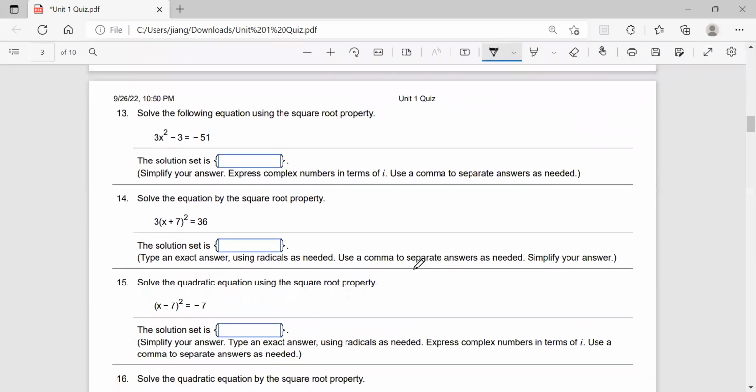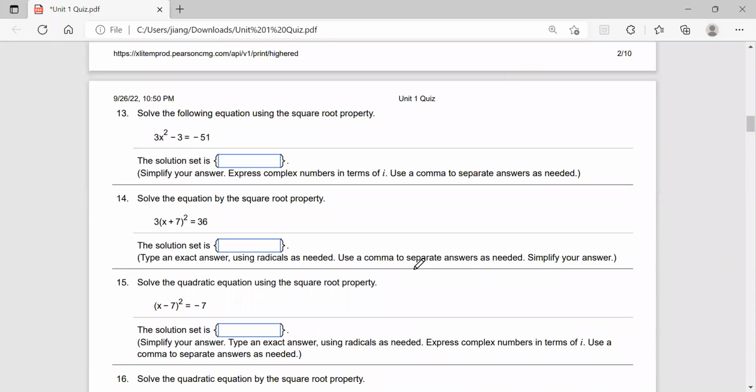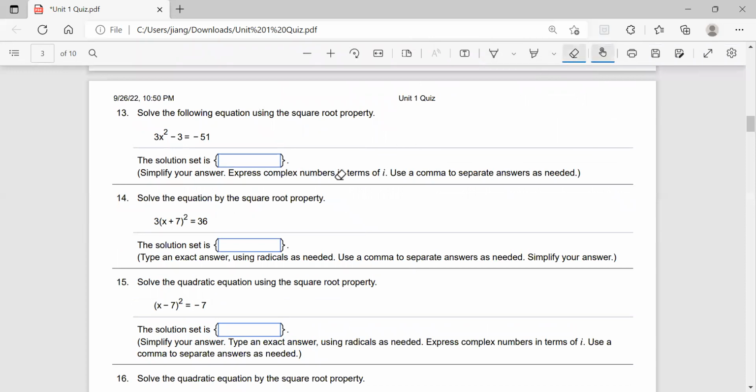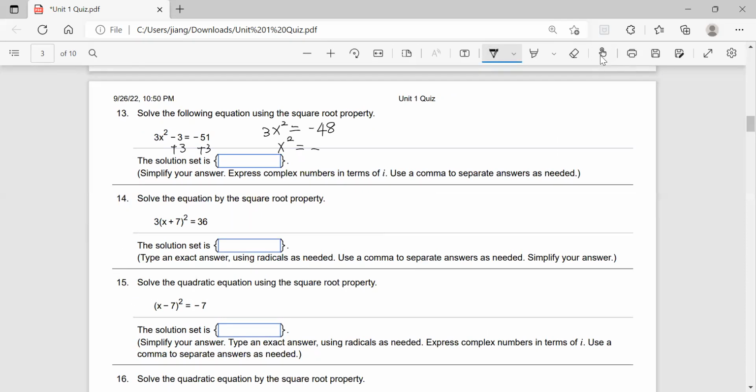Okay, next one, solve the equation by the square root property, the same thing. So this one, get rid of the negative 3, so plus 3 on both sides. 3x squared equals, so this side is negative 48. Divide by 3 on both sides. X squared equals, what is this? Negative 48 divided by 3, that's negative 16.